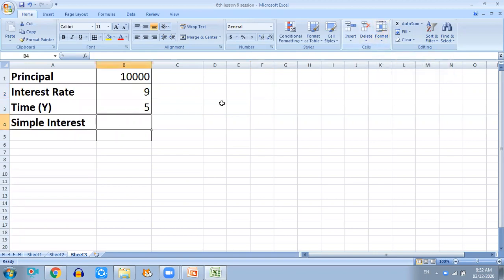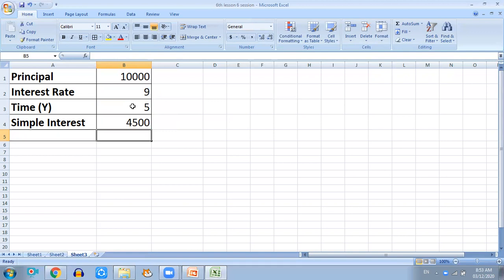So we are going to enter here, always the formula should start with equal to. The principal amount is here in B1. Okay, that will multiply by interest rate, that we will multiply by time, and we will divide by 100. So we will get the simple interest for 5 years, that is 4,500. I hope you understood this.